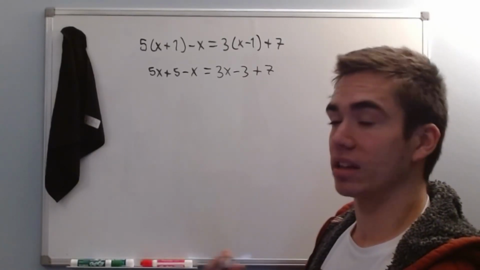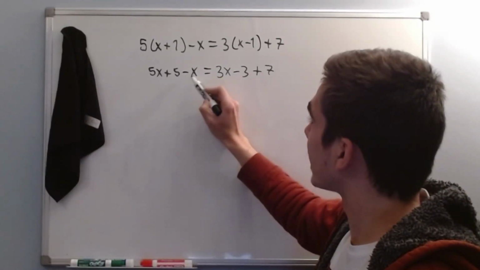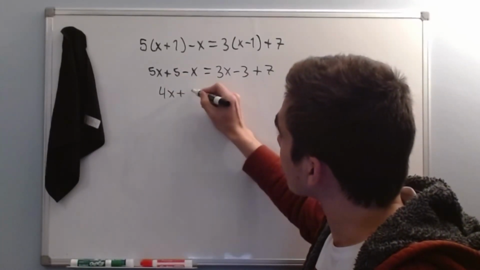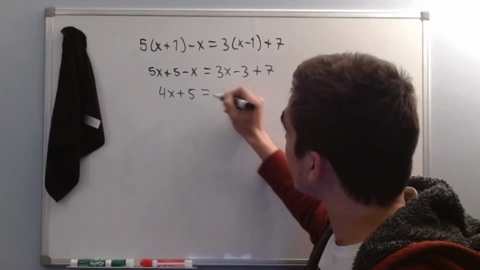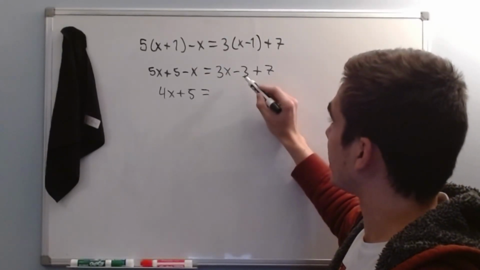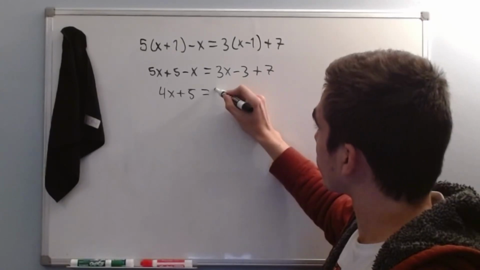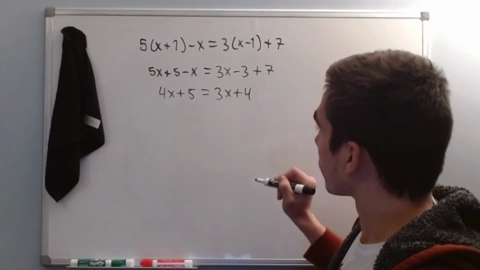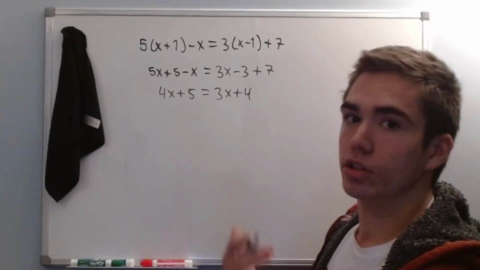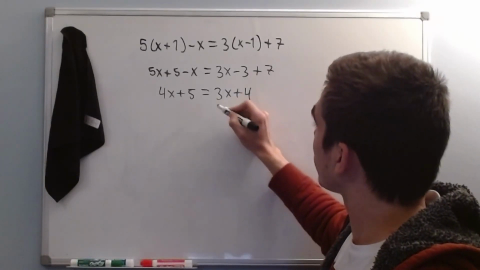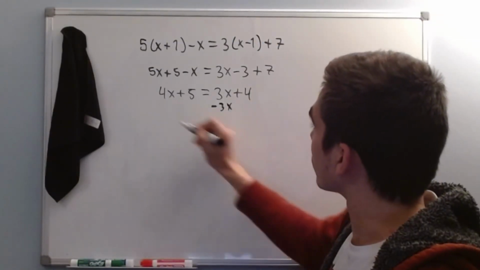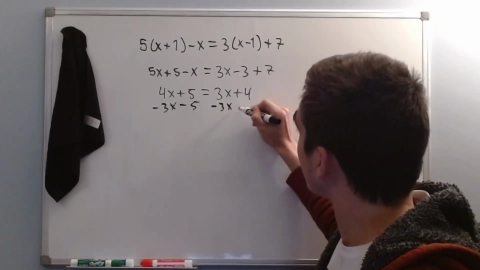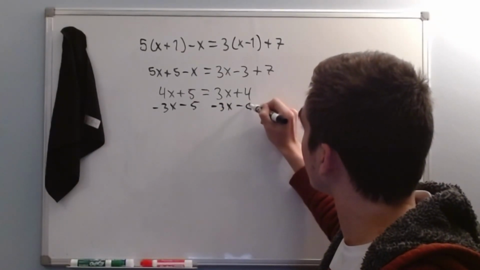Now we're going to combine like terms. So we know this negative x can go into the 5x, giving us a 4x plus 5 equals, we know this plus 7 can go into this negative 3, giving us 3x plus 4. Now what we do is we start to solve. So what we're going to do is we're going to subtract 3x from this side, and we're going to subtract 5 from this side.